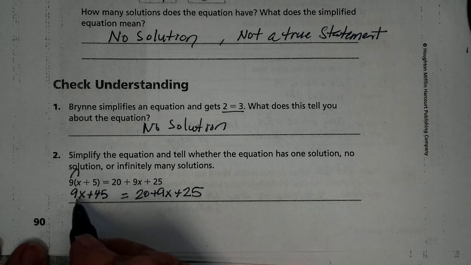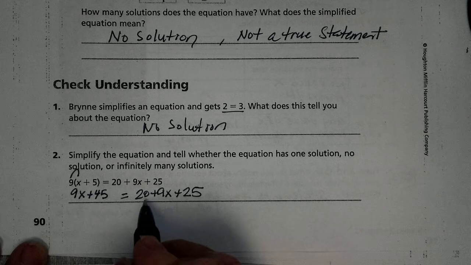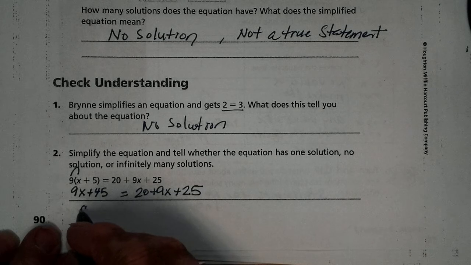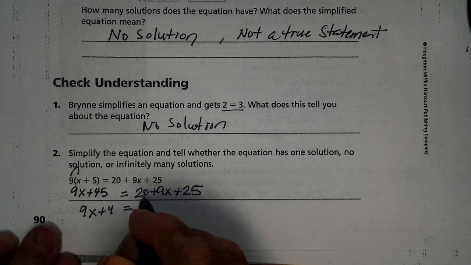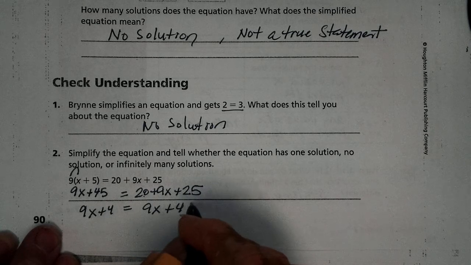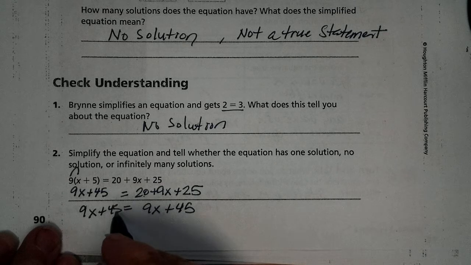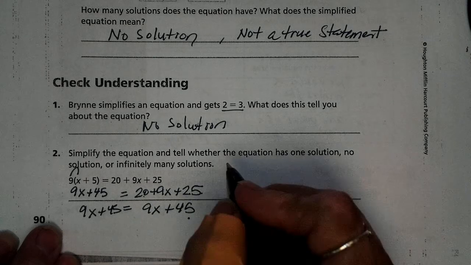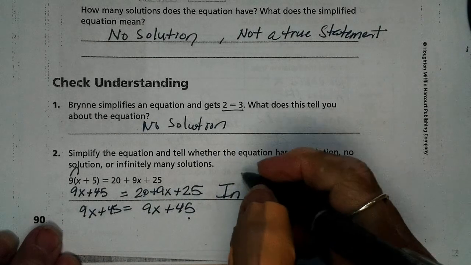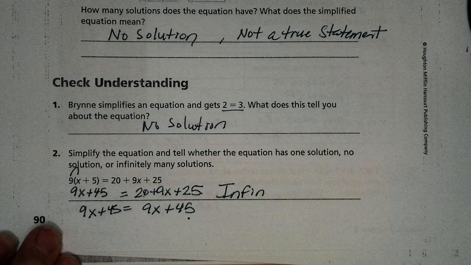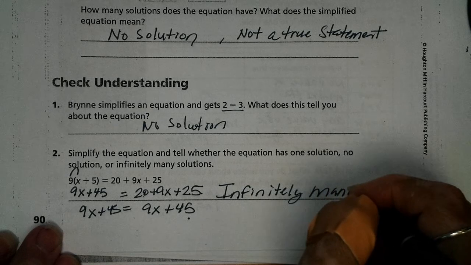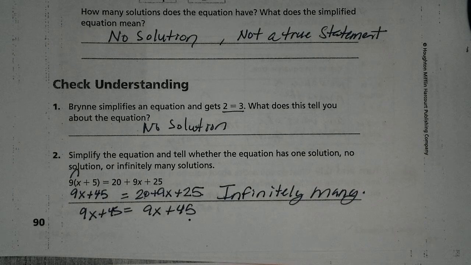If I distribute, this is what I get: 9x plus 45 equals 20 plus 9x plus 25. Okay, well, if I add this, wouldn't it be infinite? Yeah, because if I add 20 and 25, I get 45. So I get 9x plus 45, 9x plus 45, so that is infinitely many. All right, so you have choices.